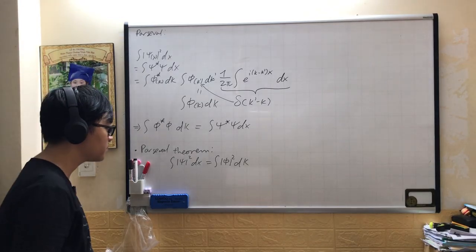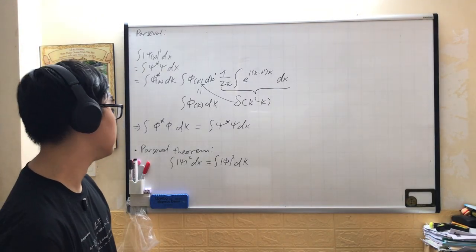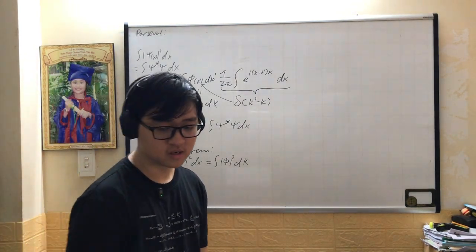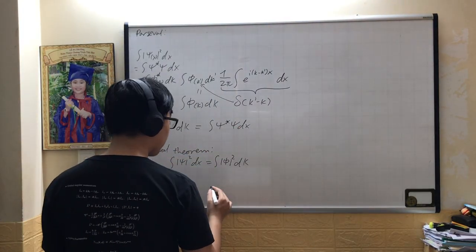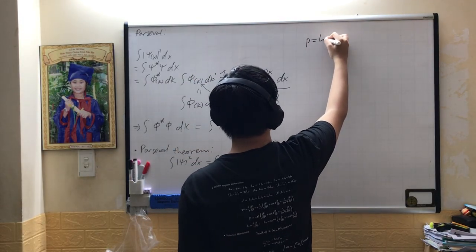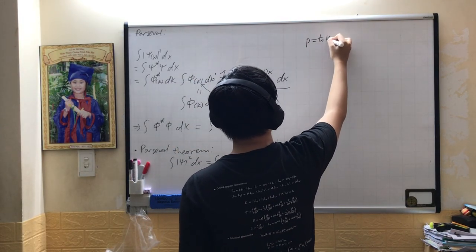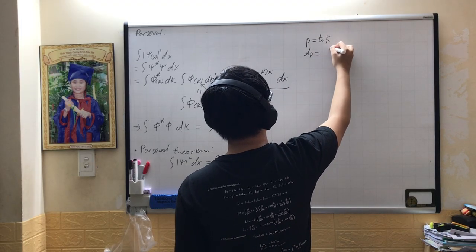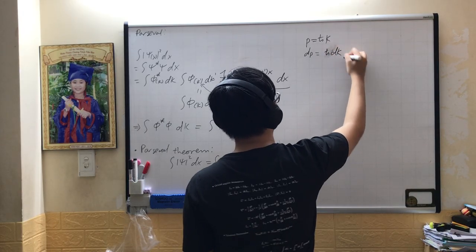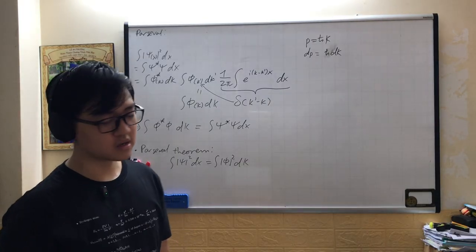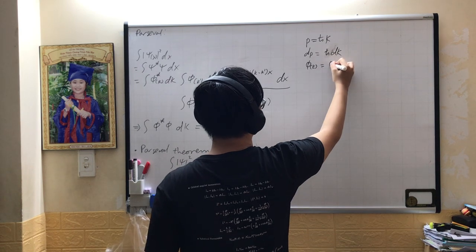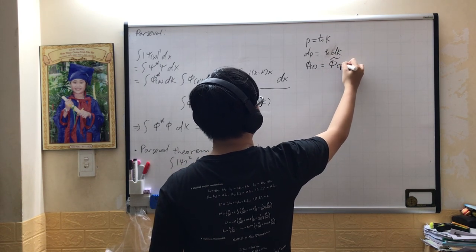And now, you're gonna ask, what about momentum? So let's try to put it in momentum space. So now, right here, p is gonna equal h bar k. dp is gonna equal h bar dk. And your phi of k, we're gonna put it to a phi tilde of p.